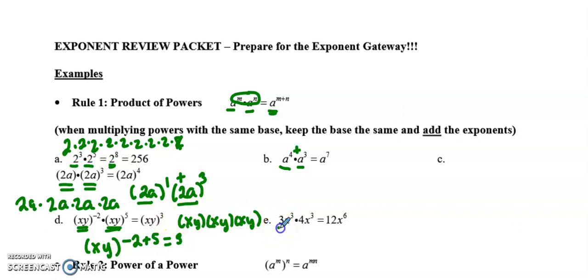All right, for letter E right here, we're actually going to multiply 3 times 4. Those are completely different bases, so we don't have to do anything with those exponents. That's what gave us the 12. Since the base of x is exactly the same, we're going to add the exponents 3 plus 3 in order to give me 6.